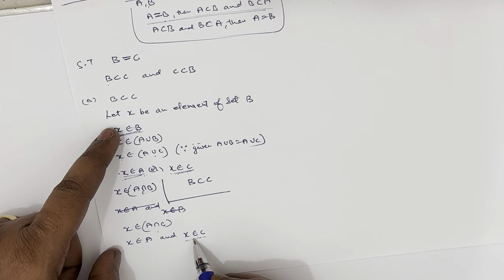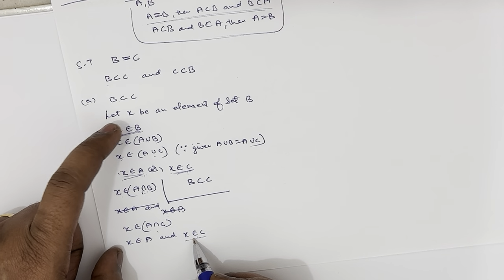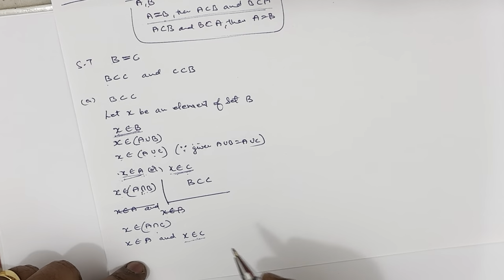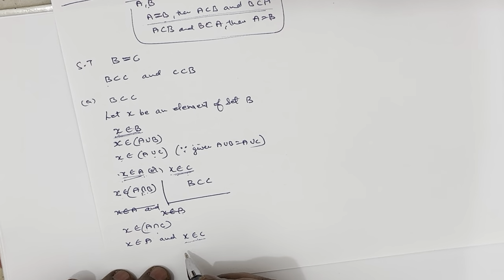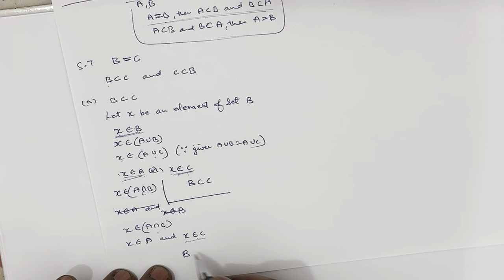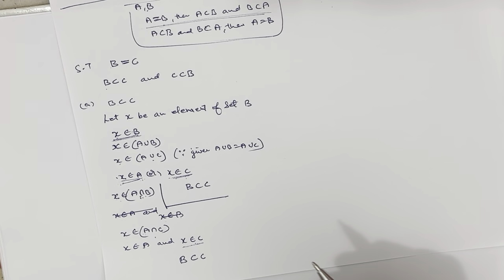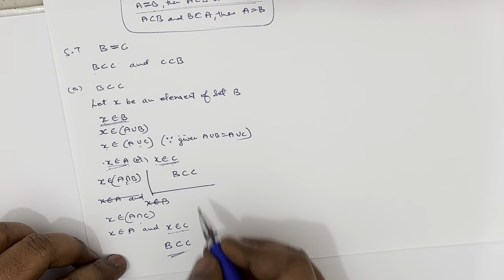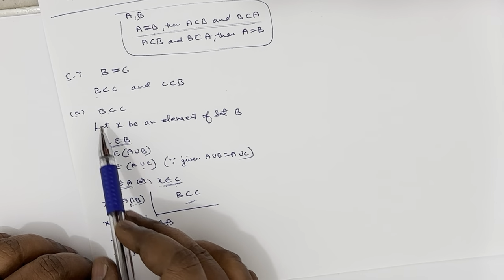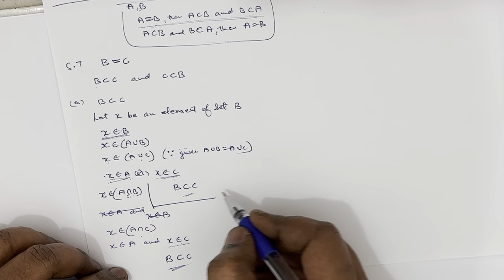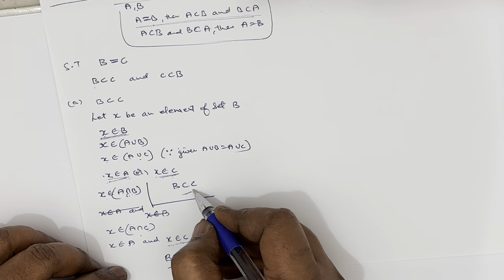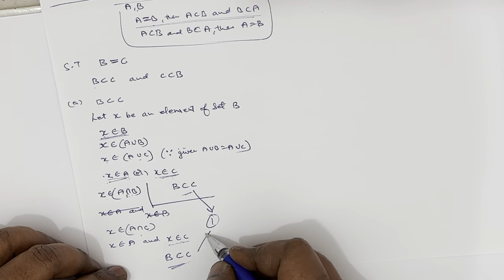Now, we have taken x belongs to B and we got x belongs to C. That means the element x of B is also in the set C. So we can say B is a subset of C. Again here we got B is a subset of C. Now we have proved that B is a subset of C. This is our first result. We have proved it here also. Now this is over.